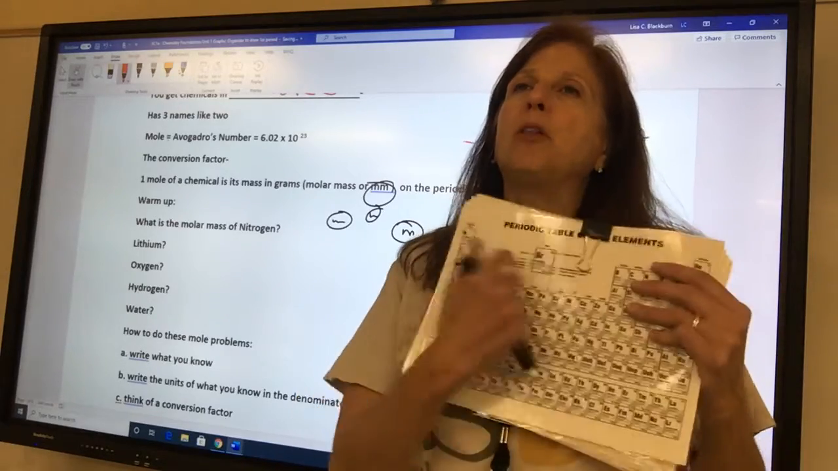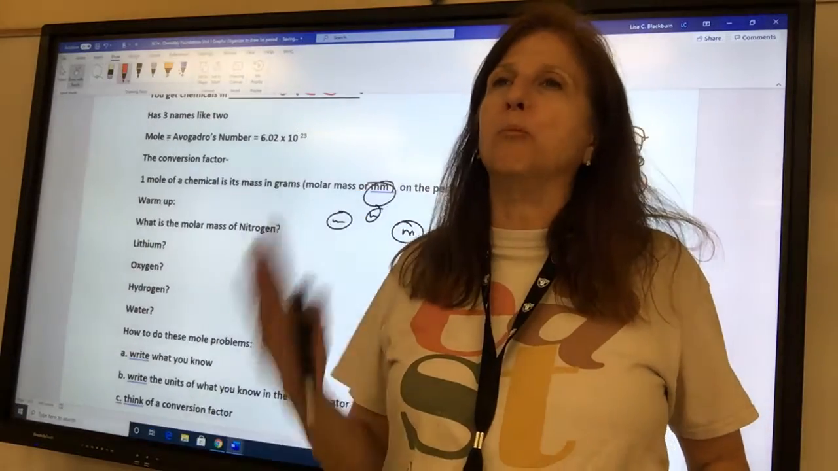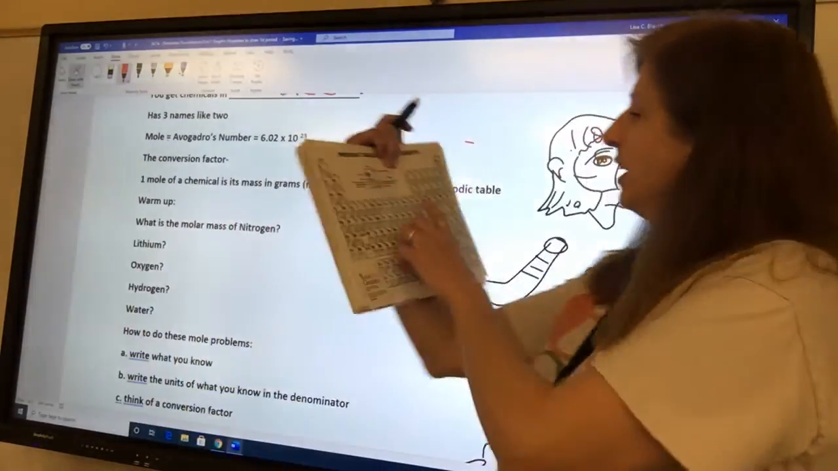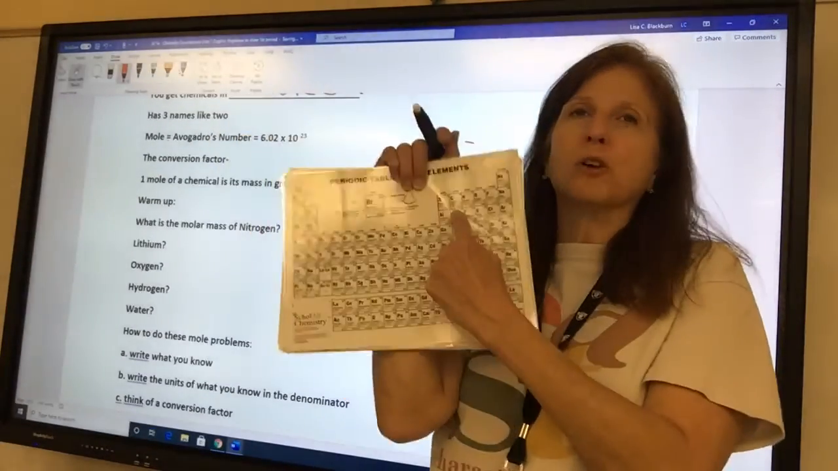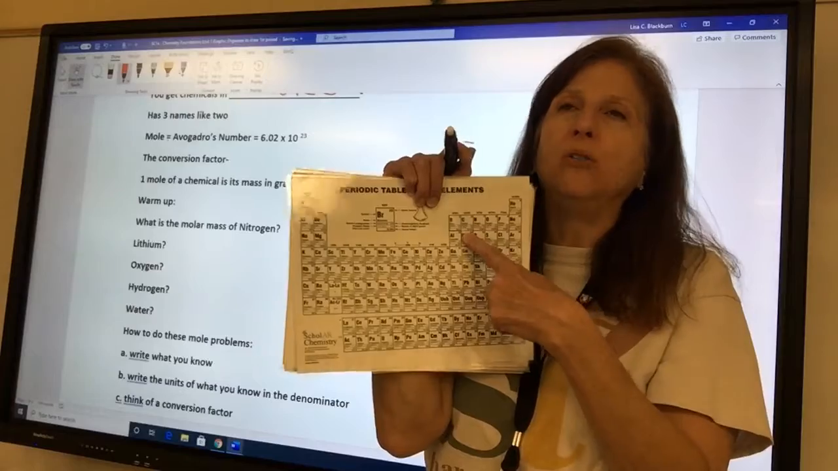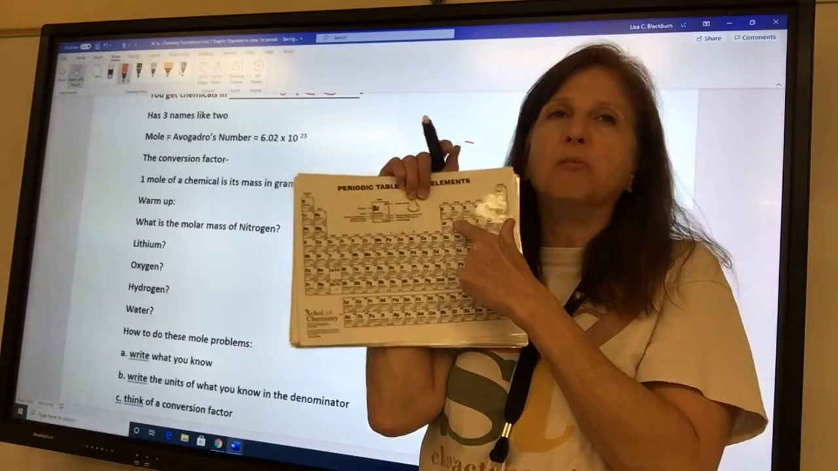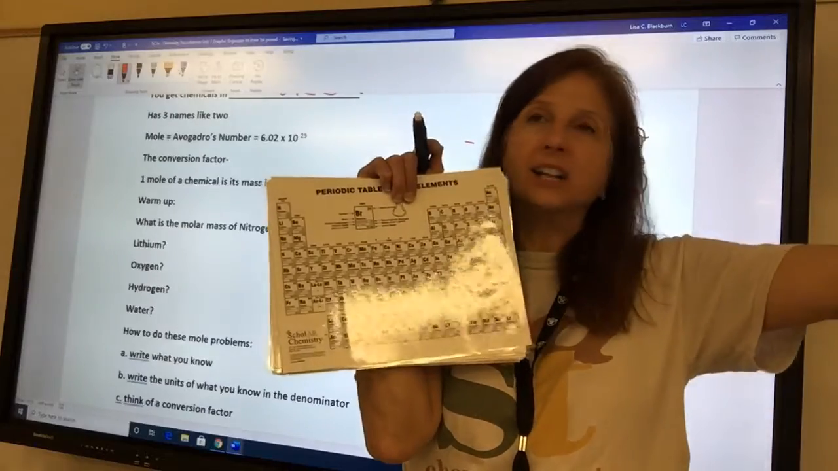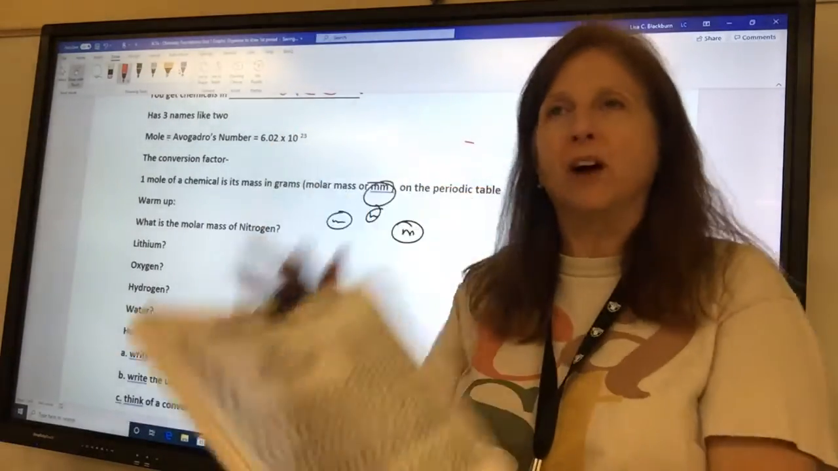I can look up on the periodic table. Say my recipe calls for a mole of carbon. Everybody go look at carbon, it's right there. Look at the decimal number, it rounds off to 12. If I go get 12 grams of carbon, I've got a mole of carbon. I go get my balance, weigh out 12 grams, and I've got my recipe amount.